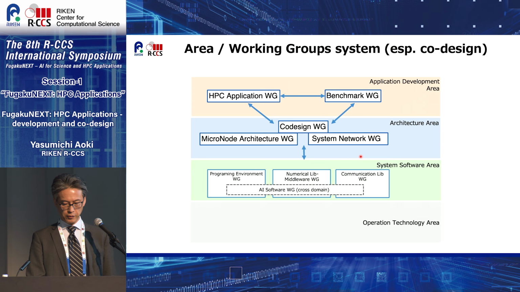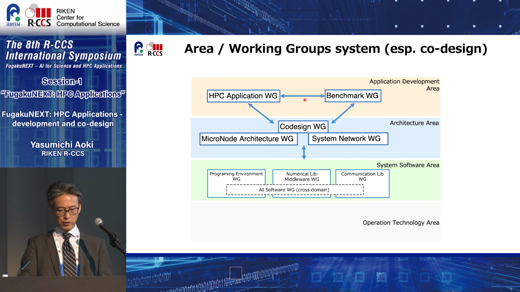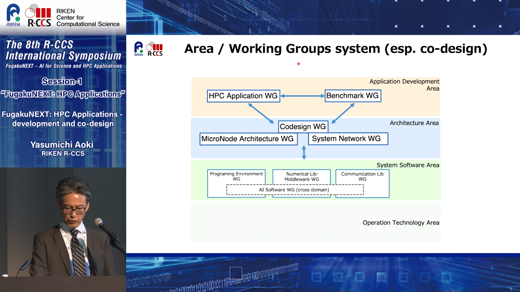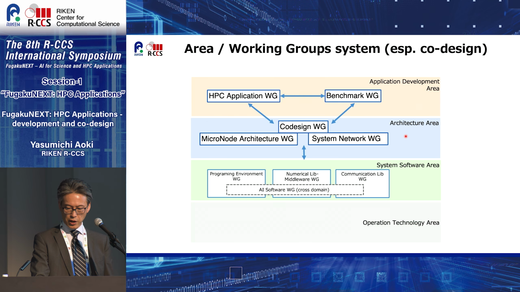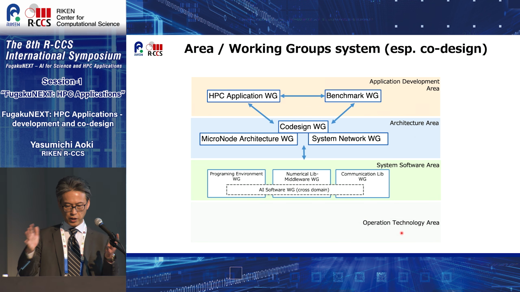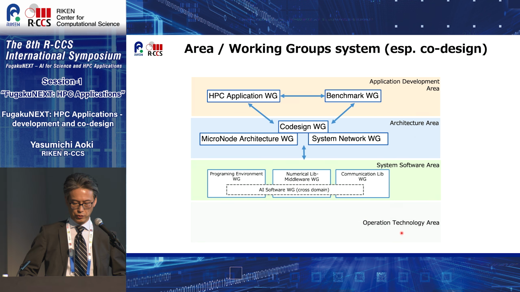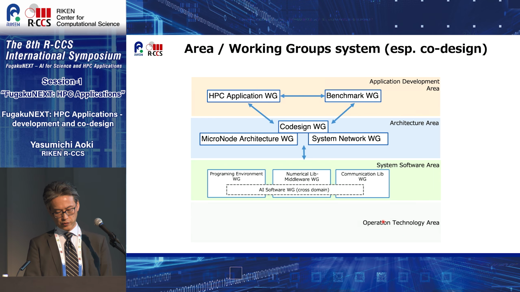So this is showing the relation within this FugakuNEXT project. I spoke about the HPC Application Working Group and the Benchmark Working Group, which is in the application development area. And there are 4 different areas: the 3 other areas are architecture area, system software area, and operation technology area. Those areas work together to make the FugakuNEXT project successful.